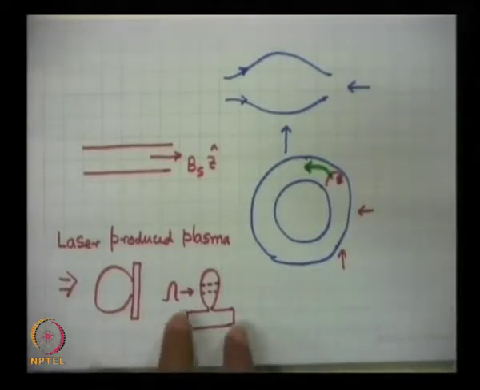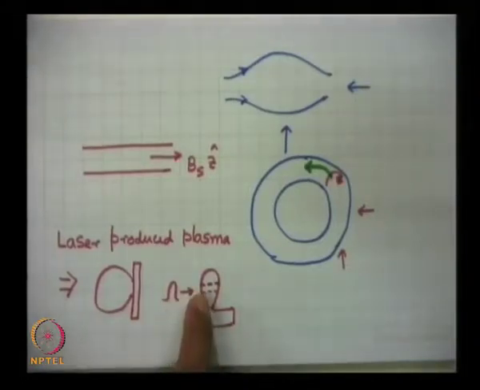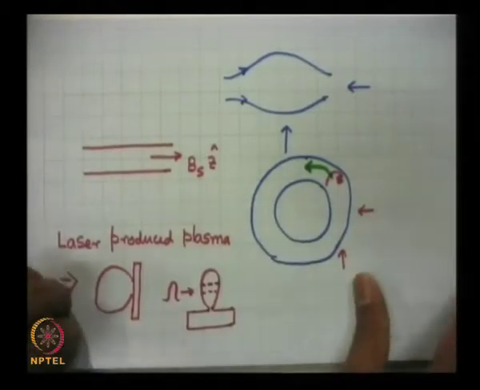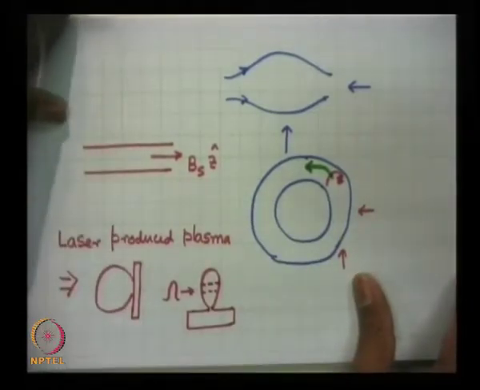So here again the problem becomes important, that wave has to travel either along the magnetic field or at an angle to magnetic field, and magnetic field can have very significant influence on wave propagation. So today we shall look into the effect of magnetic field on wave propagation.